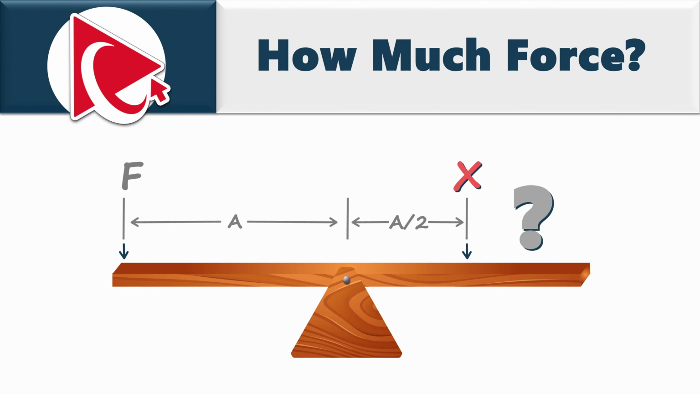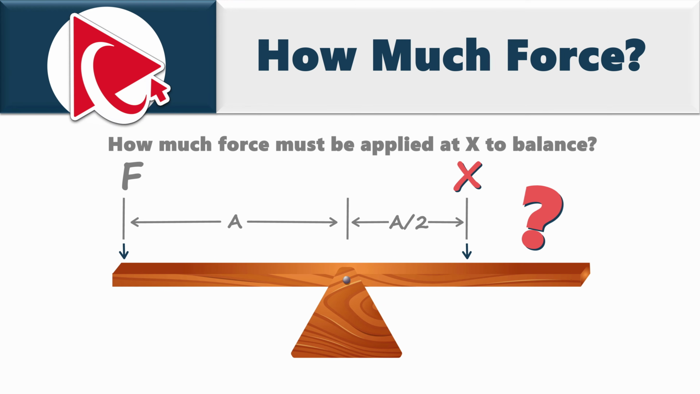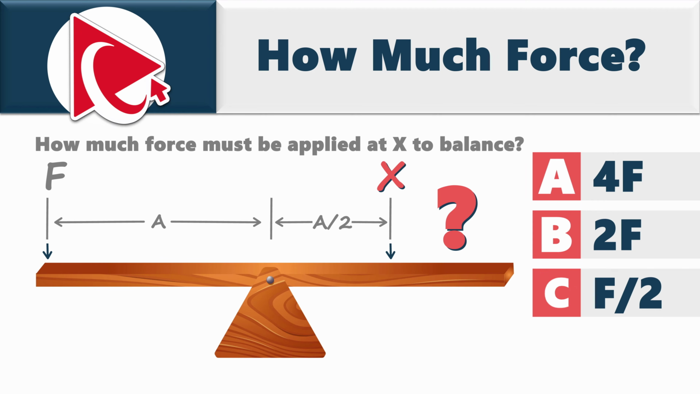You're presented with the seesaw diagram, and you need to determine based on the diagram how much force must be applied at X to balance the seesaw. Your choices are choice A, 4F, choice B, 2F, choice C, F divided by 2, and last but not least, choice D, F divided by 4.